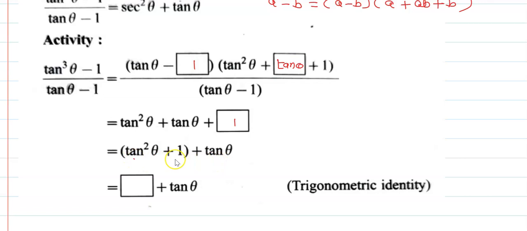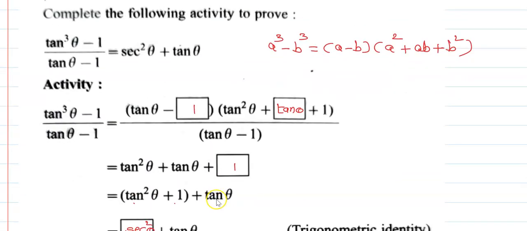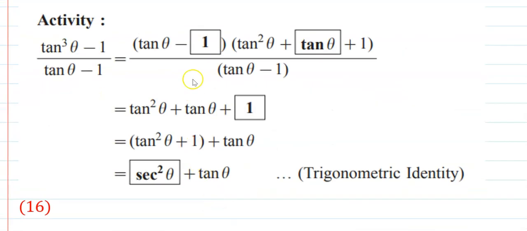But what about tan square theta plus 1? It's sec square theta. It's an identity. Therefore, tan square theta plus 1 is sec square theta, plus tan theta, by using the trigonometry identity. And in this way, we have completed this activity. Okay, you can look at it again. Here is 1, tan theta, and the last is sec square theta.